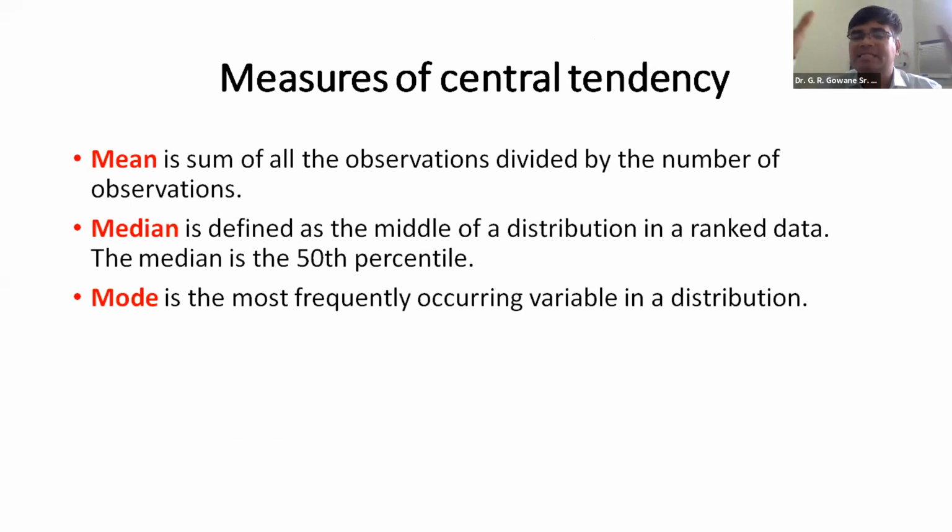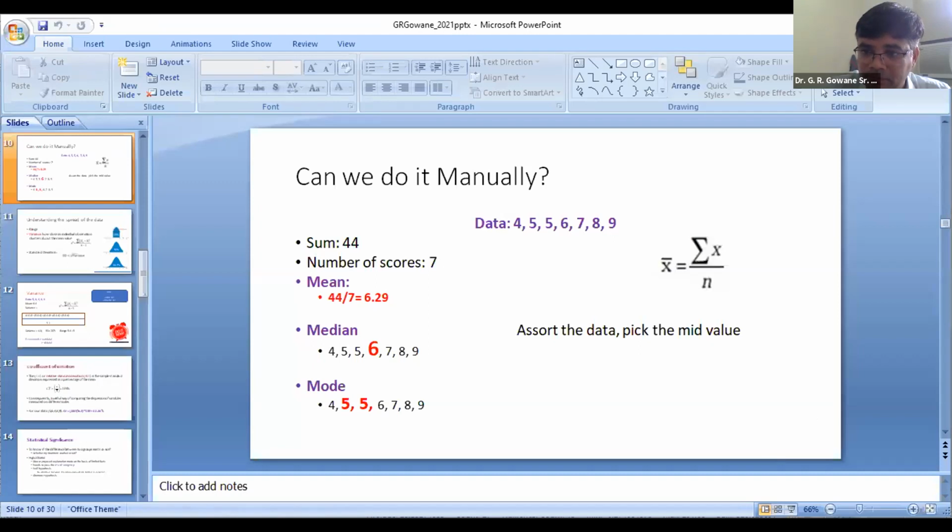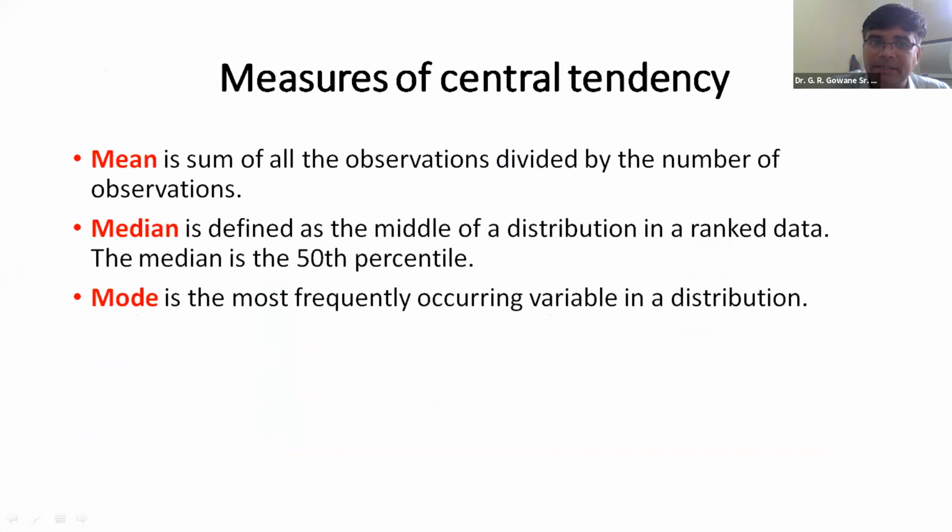So what is mean? Mean is the sum of all the observations divided by the number of observations. Mean is basically nothing but the average of the total number of data samples we have. Another measure of central tendency is median, which is defined as the middle of the distribution in a ranked data. And third is the mode, which is the most frequently occurring value in the distribution.